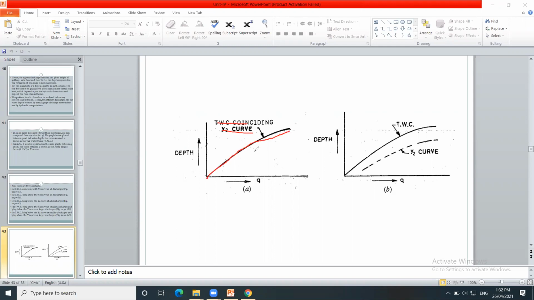So this is the curve. The Y2 curve and the tailwater curve will lie on the same curve. This is the first case. Both are coinciding. In the second case, the Y2 curve is below the tailwater curve.